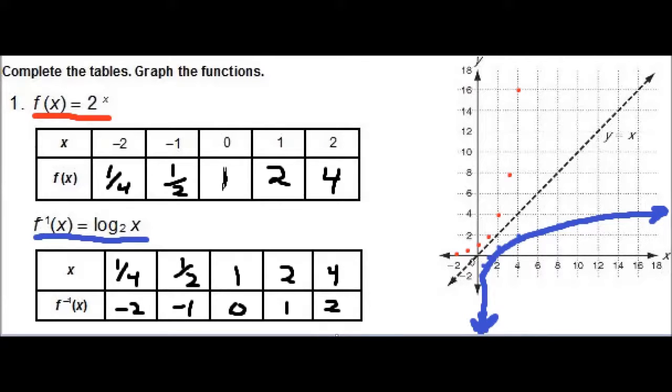Now, the original exponential graph is going to go like this, and it has an asymptote of the x-axis. It should never actually cross the x-axis. And that's what the graphs look like. Notice that, if I had drawn them correctly, they're both reflected across that dotted line y equals x that we learned about when we first studied inverses.